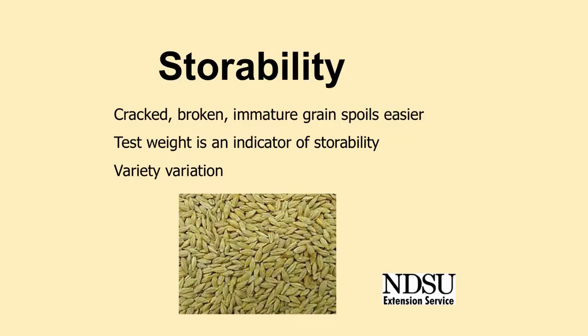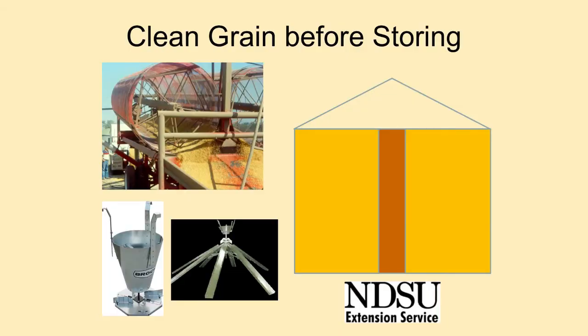Cracked, broken, and immature grain spoils much easier than sound kernels. Therefore, the allowable storage time will be less if the kernels are damaged. Each variety has a slightly different storage life, so allowable storage times in tables should be considered as estimates.